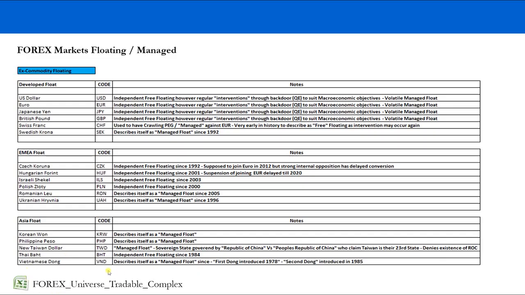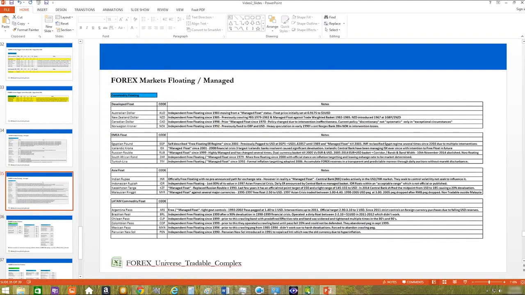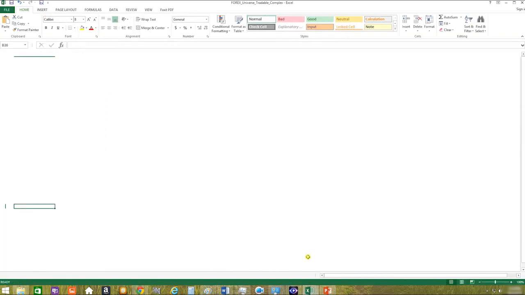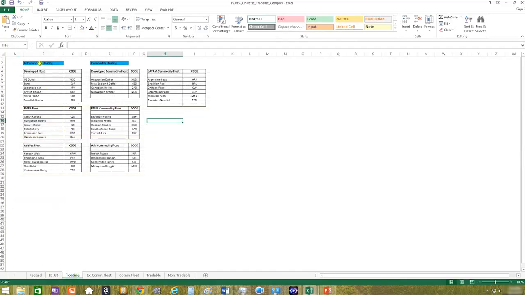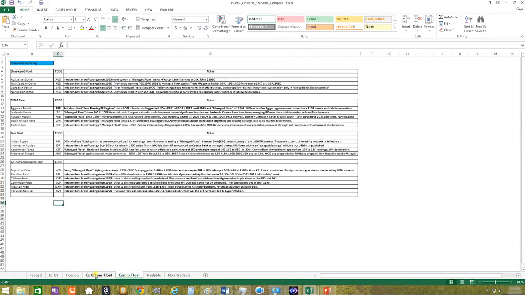And what we've done is we've taken the same approach as the fixed or pegged. In the Forex Universe Tradable Complex spreadsheet file, we've got a couple of sheets that break down everything for you by ex-commodity floating and also by commodity floating. So let's go into the sheet now and we can show you how this is broken down. So we have all our floating currencies here, whether it's ex-commodity or commodity, and we have our two tabs here, ex-commodity and commodity floating.